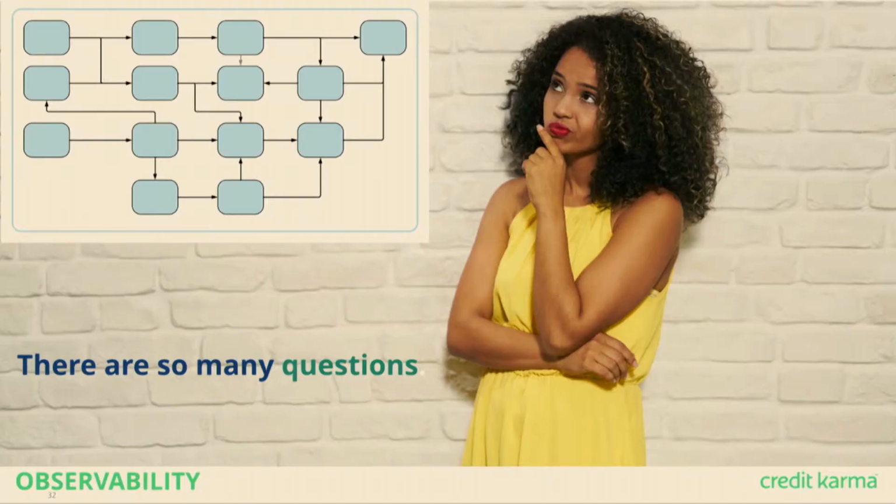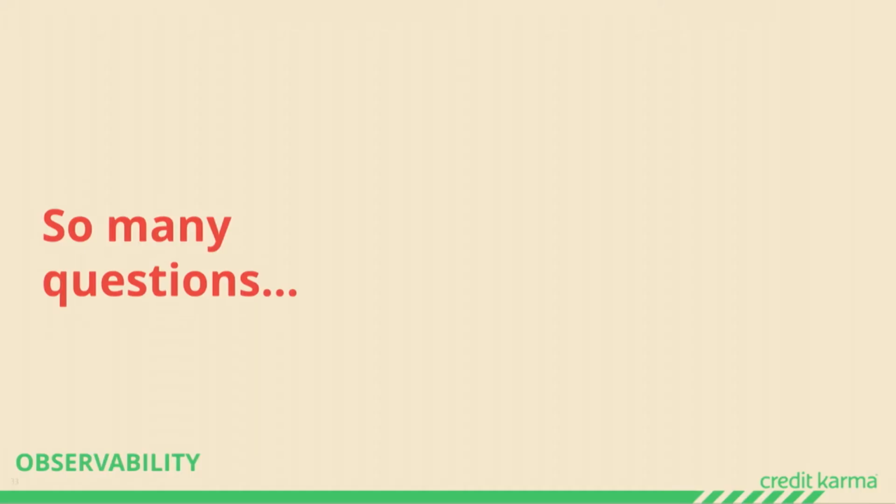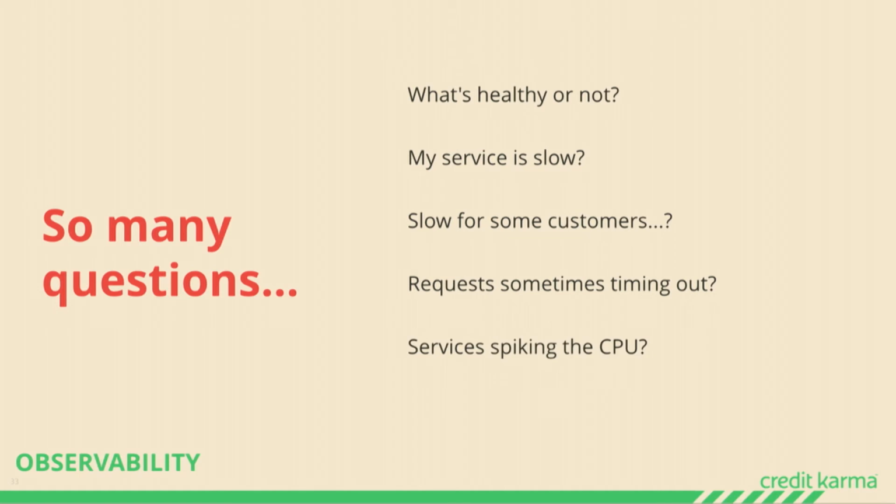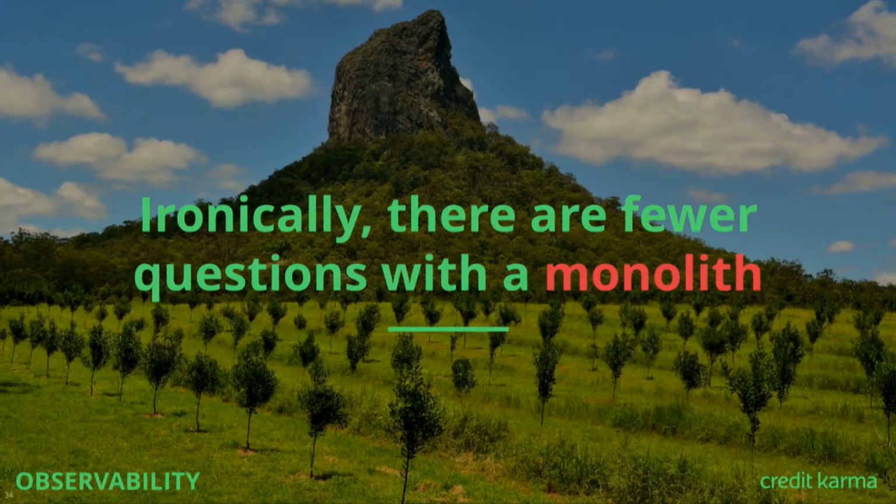Jumping into the all-important observability. Once you've got these services going, your developers are going to be coming along with tons of questions. It's not as easy to see what's going on anymore. They're going to have questions, and you're going to have questions, like what services are healthy and what's not, and why? Why is my service slow and someone else's service isn't slow? Why is my service slow sometimes but not always? Why is it slow for some customers and not others? Why are my requests sometimes timing out, but sometimes they're fine? Why is this service sometimes spiking the CPU and other times it's running perfectly well, and so on and so on. With a monolith, there were a lot fewer questions, really.